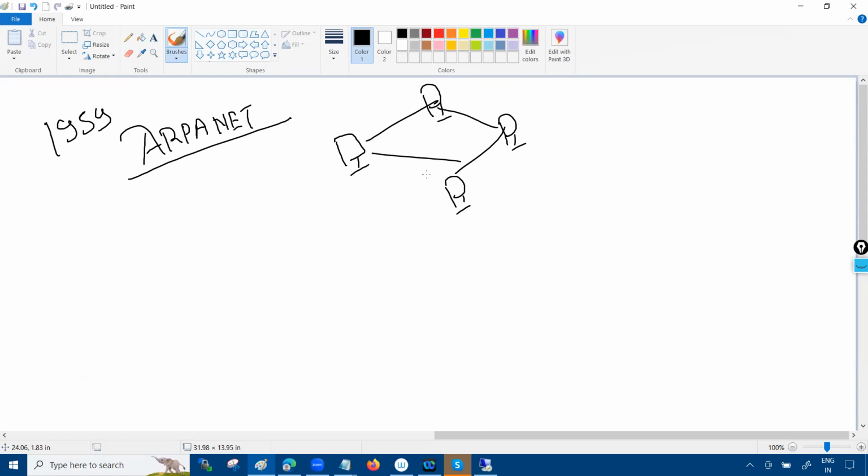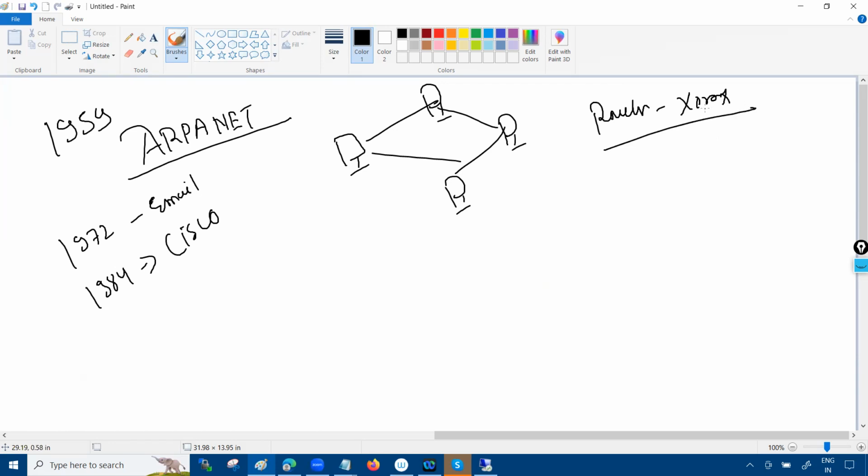Gradually, the demand came into the picture. In 1972, the first email exchange happened. In 1984, what do you think, who came into the picture? Cisco. Neither 1972 nor 1975, I'm not able to recall the exact date, but the first router was introduced by which company? Xerox. It was not Cisco, it was Xerox.